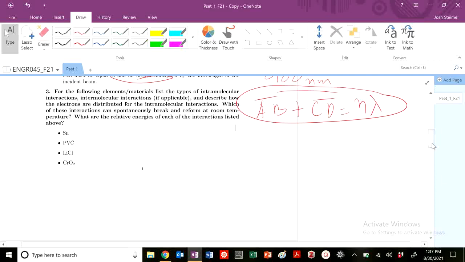Kind of how do we describe Bragg diffraction? It is a difficult concept, so don't let that fool you. So yes. All right. So next problem.